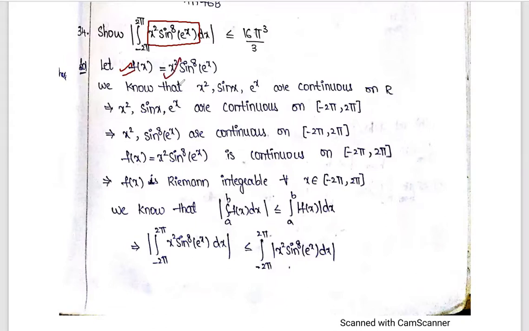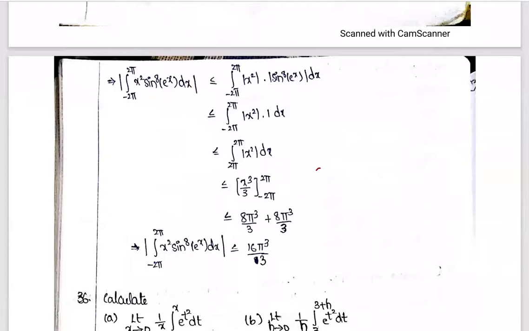So we know x squared is continuous, sine x is continuous, and e to the power x is also continuous on R. So x squared, sine x and e to the power x are continuous on minus 2 pi to 2 pi, and obviously the multiplication will also be continuous on minus 2 pi to 2 pi, and we know f(x) is Riemann integrable. Why? Because every continuous function is Riemann integrable, and we also know this one, that the modulus of the integral is less than or equal to the integral of the modulus. So just substitute that in this. So what will you get? After the substitution, what will you have?